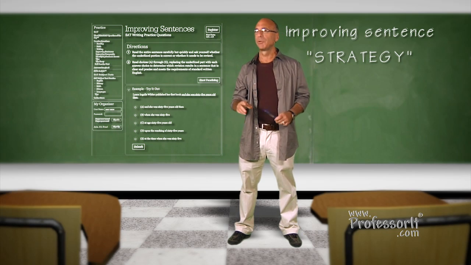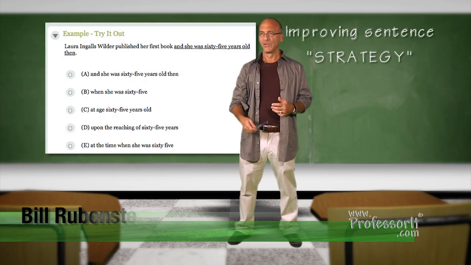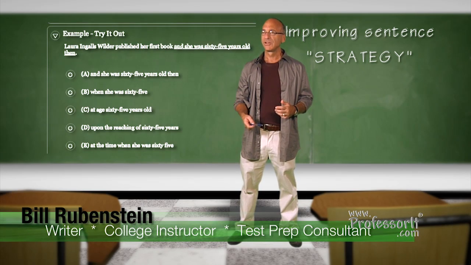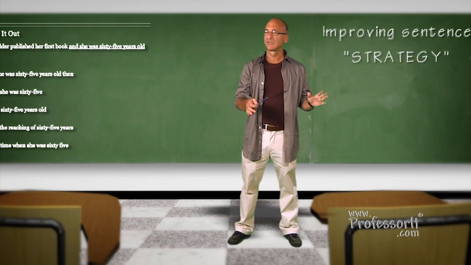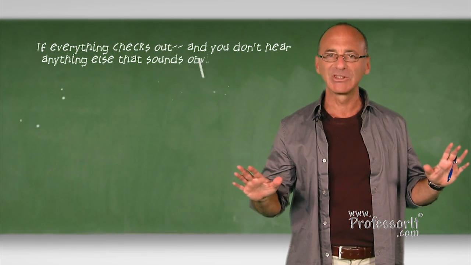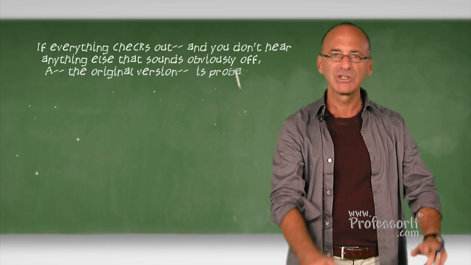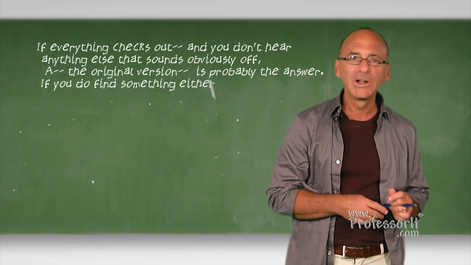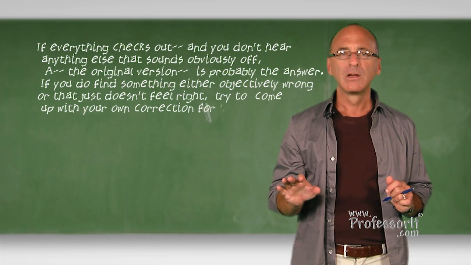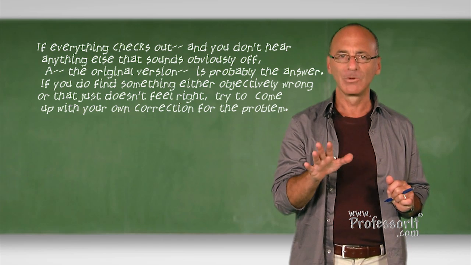Start by looking at the example you're given. Find the subject, find the verb, find any pronouns or other modifiers that have to agree with them. Check them out like a doctor checking your tonsils, your tongue. If everything checks out and you don't hear anything else that sounds obviously off, A, the original version, is probably the answer. If you do find something either objectively wrong or that just doesn't feel right, try to come up with your own correction for the problem.